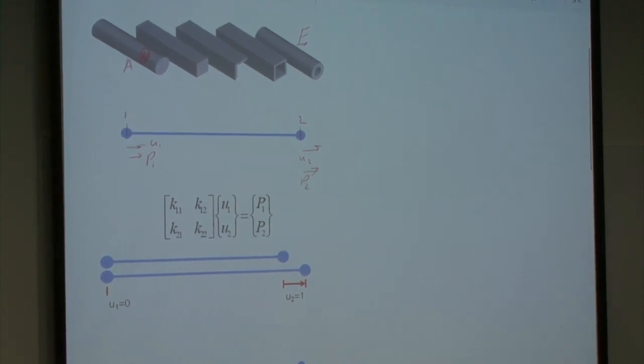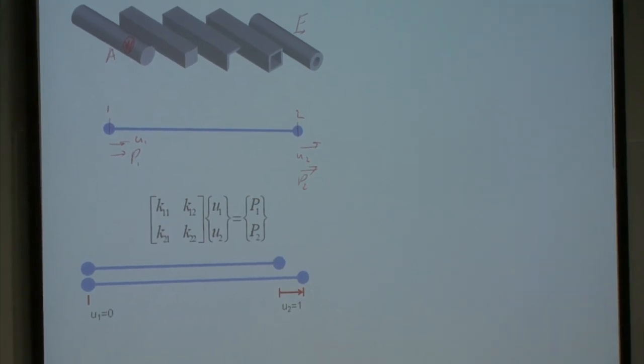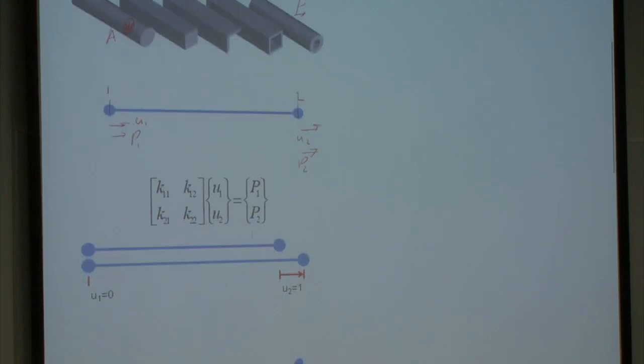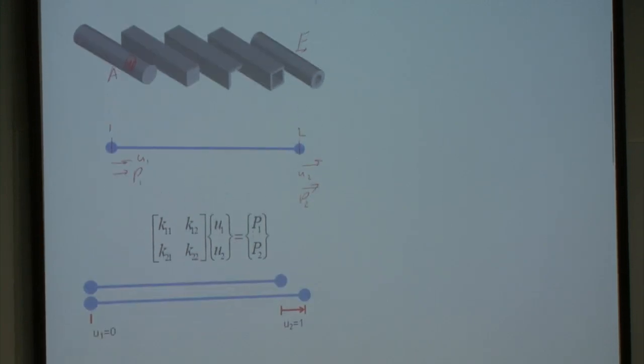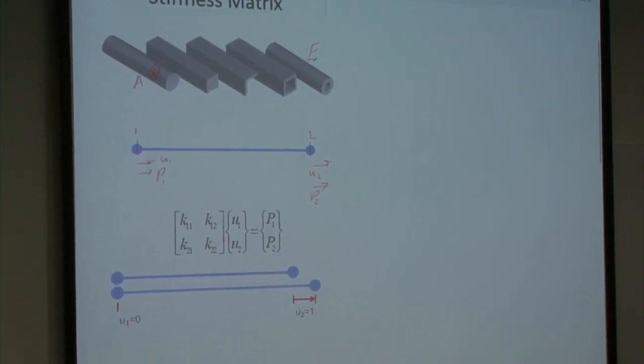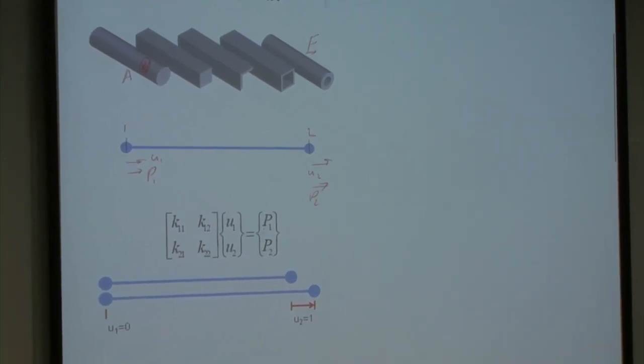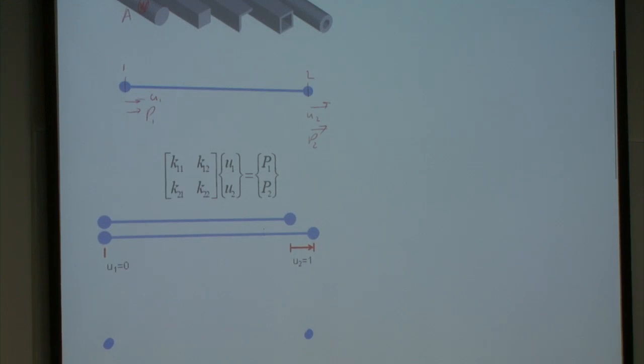Now, because this is coming up in OneNote, you've all got a copy of this, so you can write it down if you think that's helpful. You don't have to write it down if you don't want to. The question is, how does P relate to U? It's through this stiffness matrix, K. So what are the values of K11, K12, K21, and K22? What are the values of those four Ks?